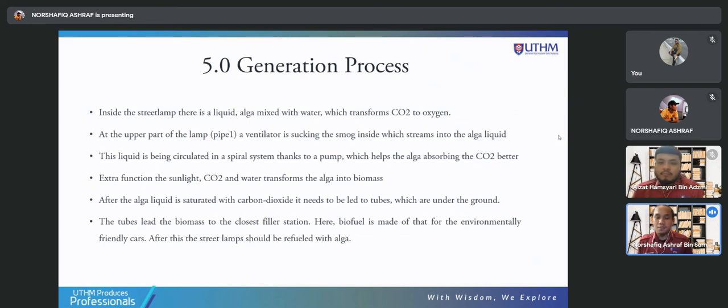After the alga liquid is saturated with carbon dioxide, it needs to be led to tubes which are under the ground. The tube leads the biomass to the closest filler station. Here, biofuel is made from that for environmentally friendly cars. After this, the street lamp should be refueled with alga.